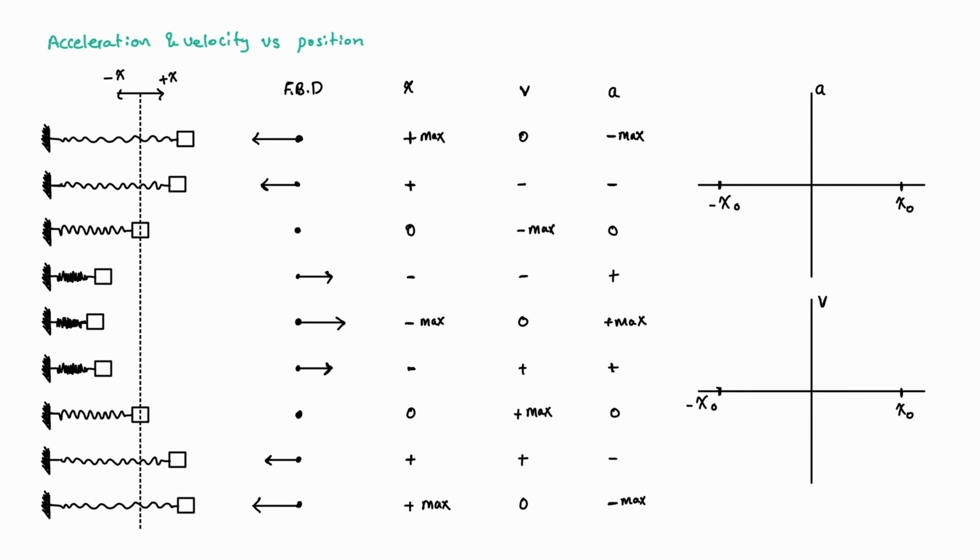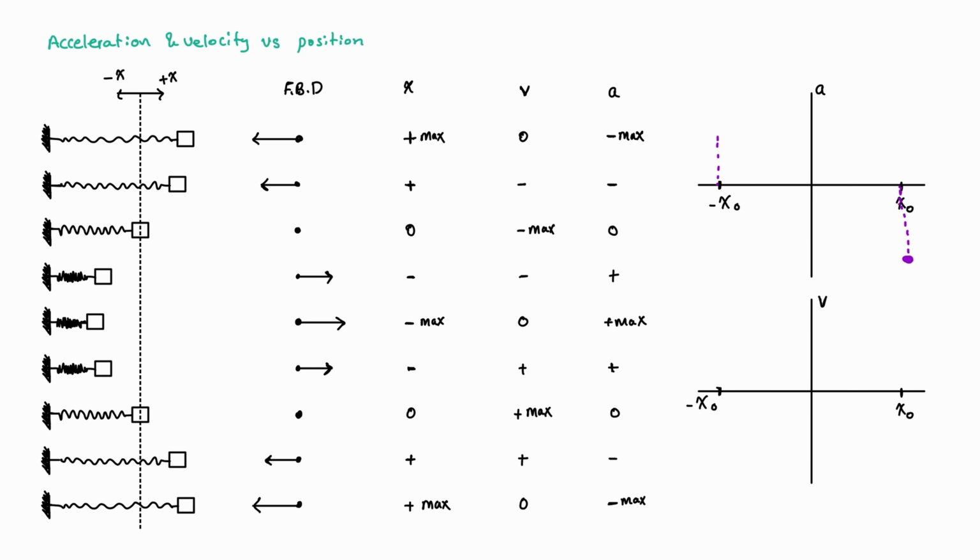The very last idea I'm going to cover is how acceleration and velocity vary with the displacement of the object undergoing simple harmonic motion. So we know in terms of position, if the position is positive, we get a negative acceleration. So if we want to draw that, we know that when you have a positive displacement, you get a negative acceleration, and vice versa, when you have a negative displacement, you get a positive acceleration.